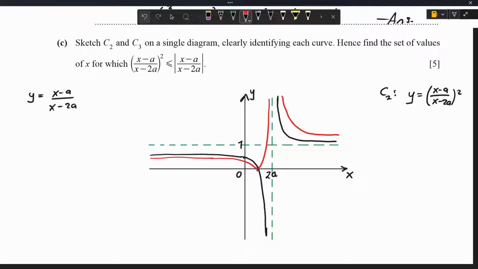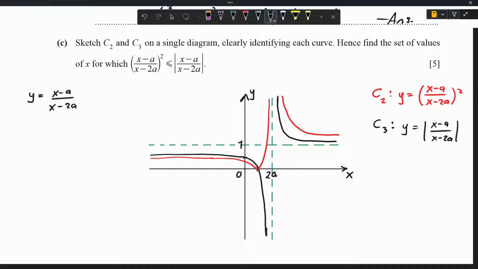So the graph in red that I've drawn is the squared graph. So I'm just going to do it this way. Red is for the curve C2. So it's y is equal to (x minus a over x minus 2a) all squared. I'm going to use black for the graph C3. And for the C3 graph, that's y is equal to mod of x minus a over x minus 2a, like this.